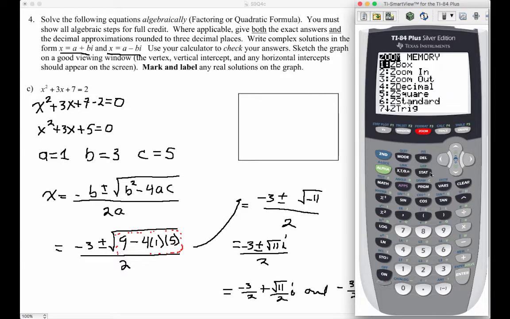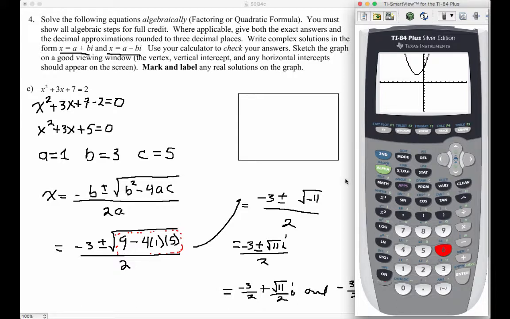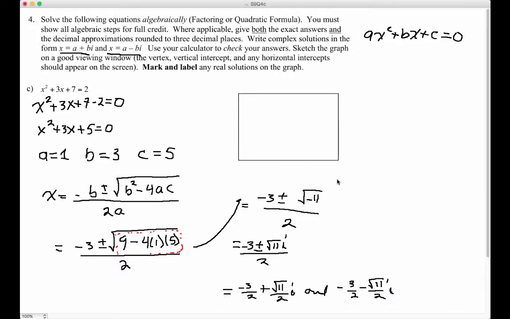Don't know any better, so I'm going to try a zoom standard or a zoom in a 6. Just as we suspected, it does not touch the x-axis, therefore we don't have any real answers. But we have got the vertical intercept and the vertex shown as they ask in the problem, so we can go ahead and make ourselves a good sketch of that.